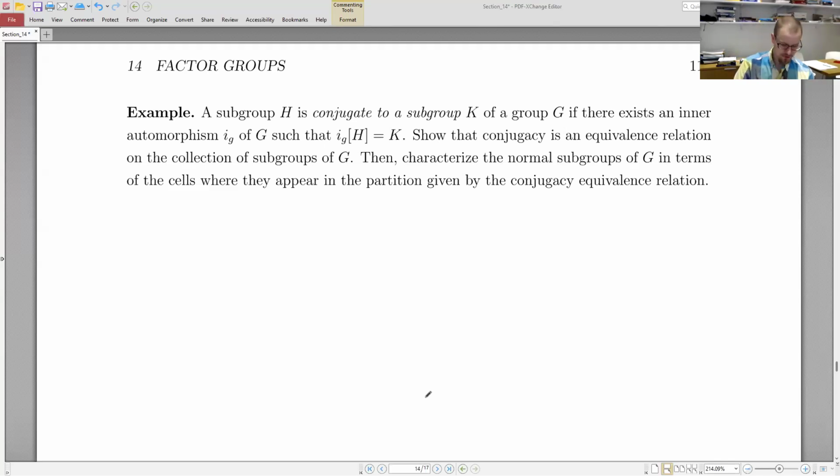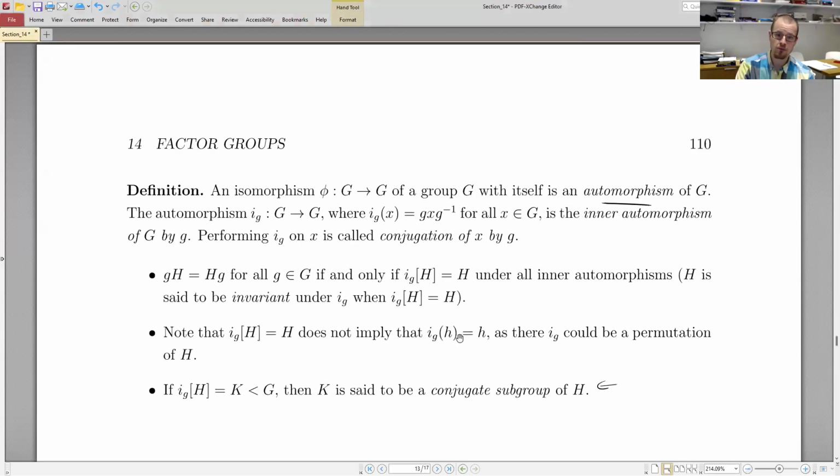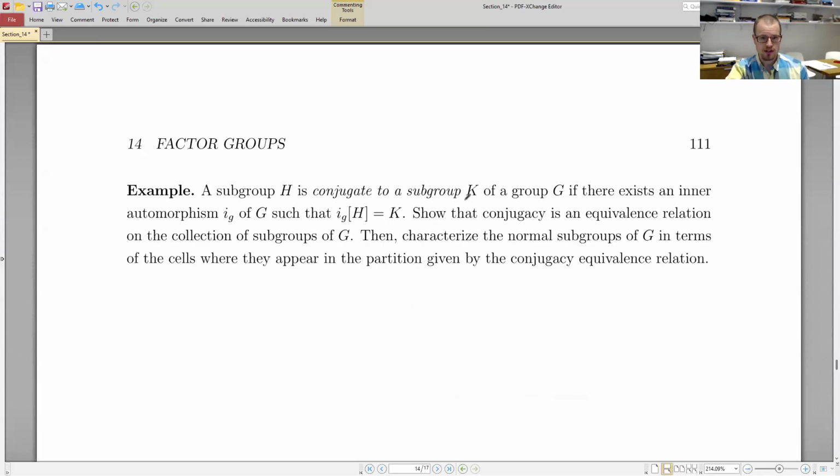So what is an inner automorphism? Well, if we refer back here a moment, an inner automorphism is the mapping I sub G from G to G, where it's defined as I_G of X is GXG inverse. Wonderful. So a subgroup is conjugate.